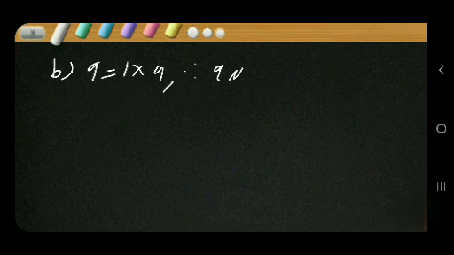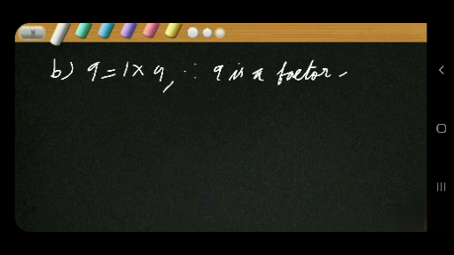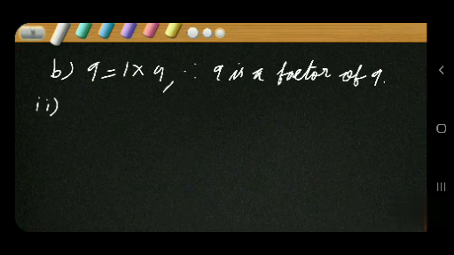Therefore, 9 is a factor of 9, isn't it? This is the first property. So, we have written the first property. What is it? Every number is a factor of itself.